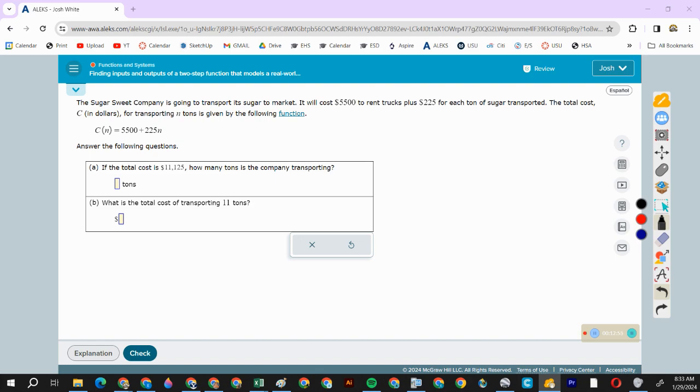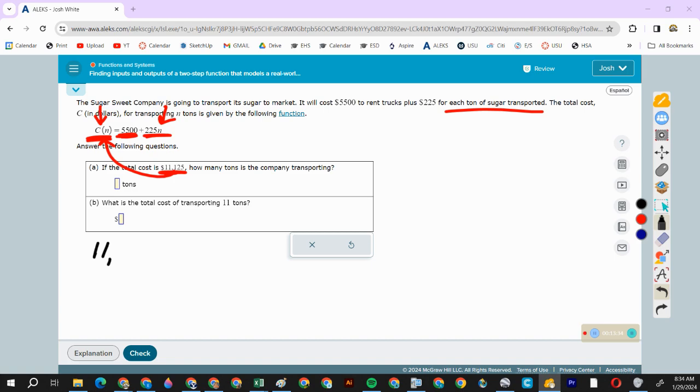So for this formula, the total cost is going to be $5,500 plus $225 per ton of sugar. So if the total cost is $11,125, how many tons is the company transporting? So is this going to be the N value, or is it going to be the C of N value? It's the C of N, so we plug this in here.